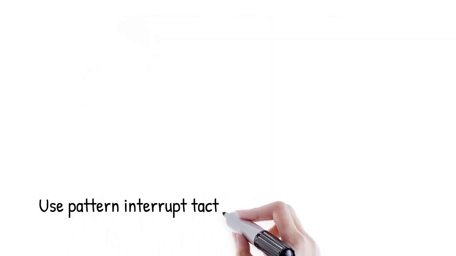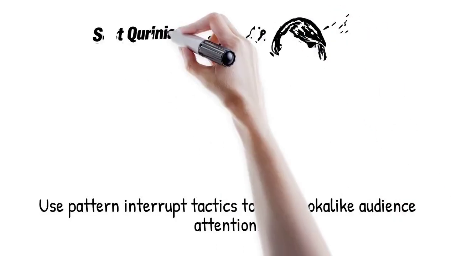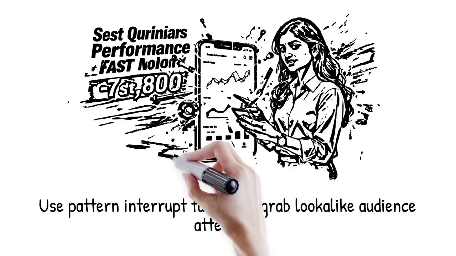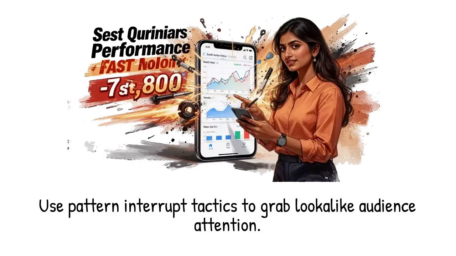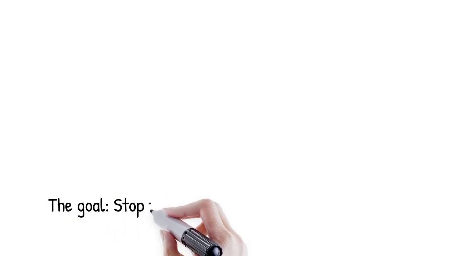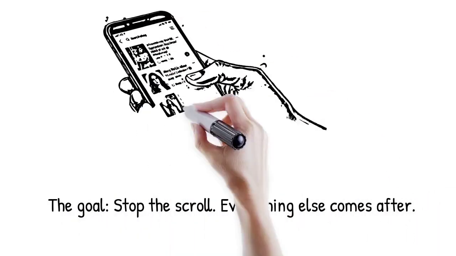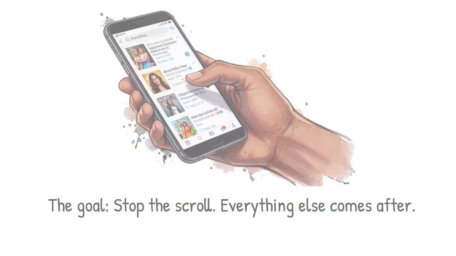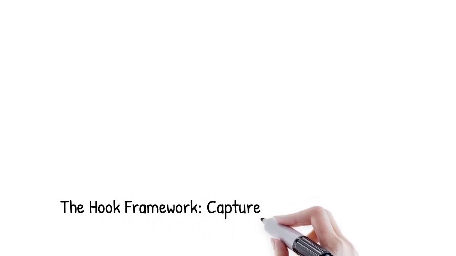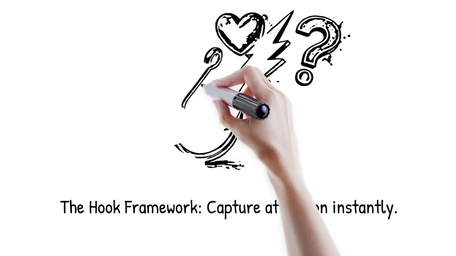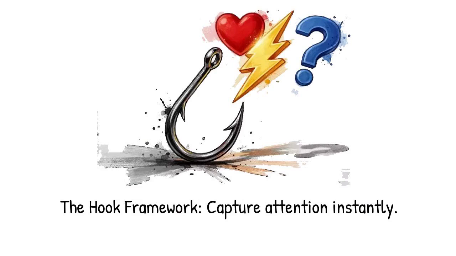Lookalike audiences scroll fast and ignore anything that looks like an ad. Your creative needs to interrupt their usual scrolling pattern in the first 1 to 2 seconds. Use bold text overlays, fast motion, unexpected visuals, strong hooks, contrasting elements, and big emotional statements. The goal is simple: stop the scroll. Everything else comes after. The hook framework: capture attention instantly. Your hook must speak to the problem, desire, or transformation your audience cares about. Use these high-performing hook types.